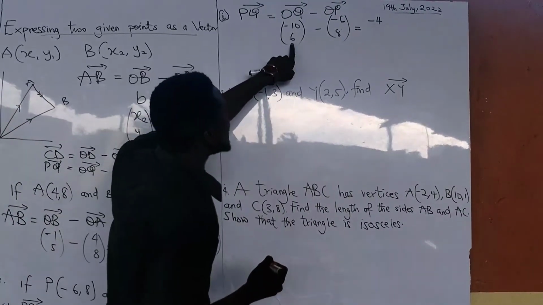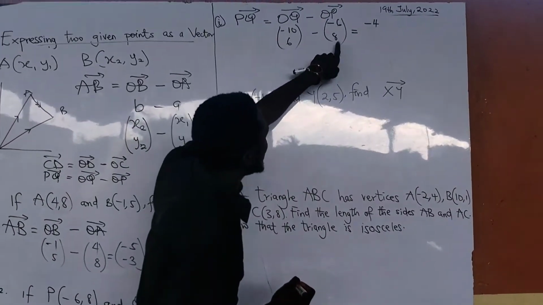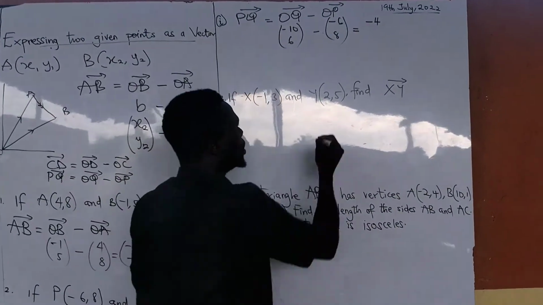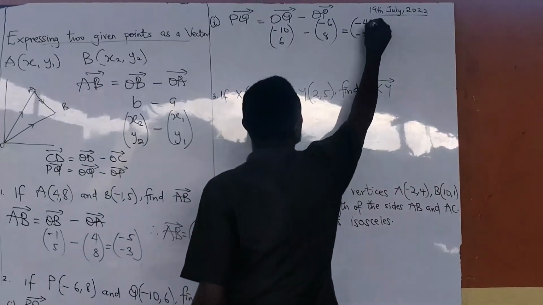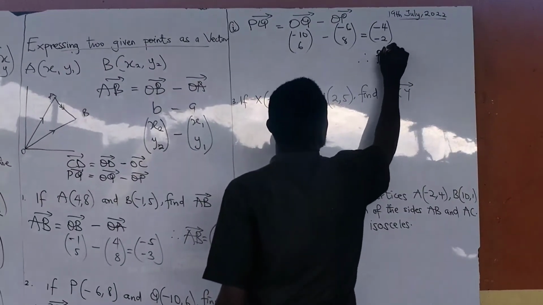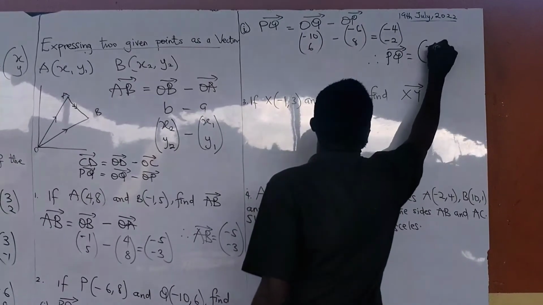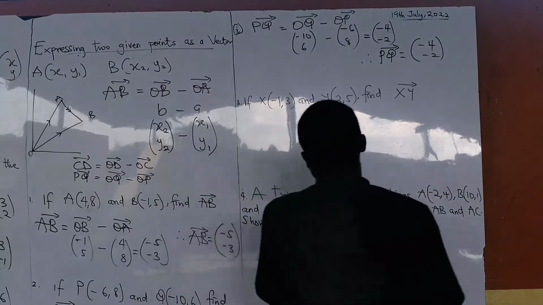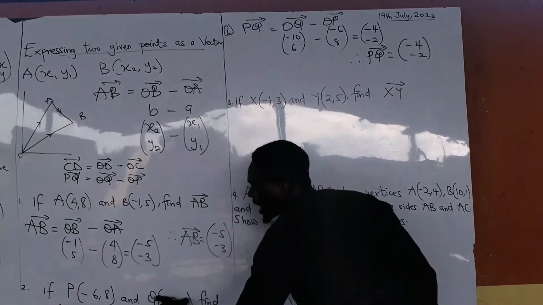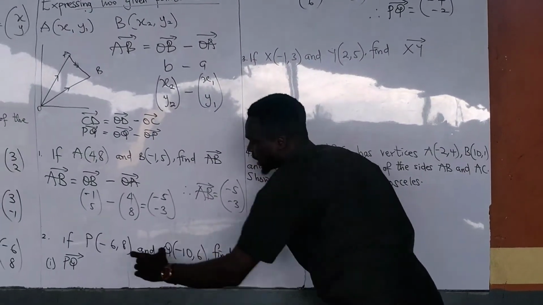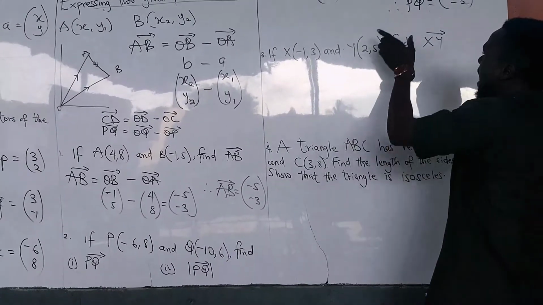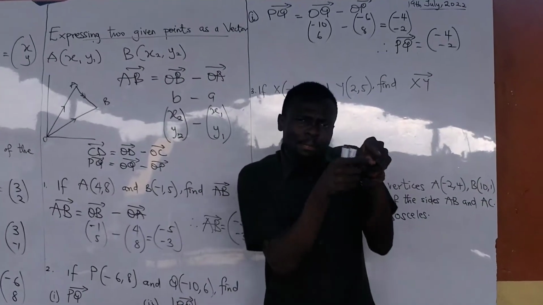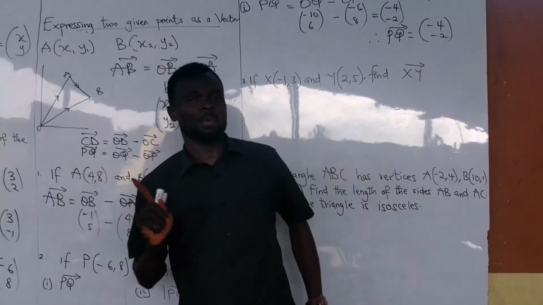Then you have 6 minus 8. 6 taking away 8 gives you negative 2. So therefore, vector PQ is equal to negative 4, negative 2. And this means we have expressed these 2 points as a vector PQ. So always the second point minus the first point.